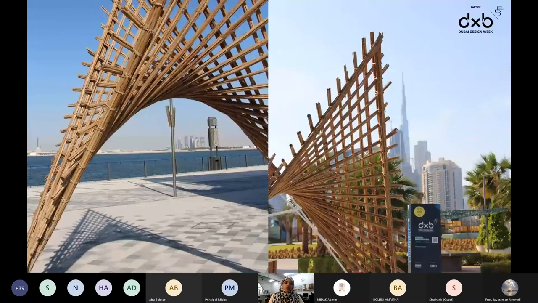A lot of times we also use locally available natural materials. For example, this one for Dubai Design Week, you can see the Burj Khalifa in the background. This is an installation permanently located at Dubai Design District, fabricated using palm midrib. The midribs of the palm trees go to landfills every year; we salvage those and use them. That's the local material, called arish.